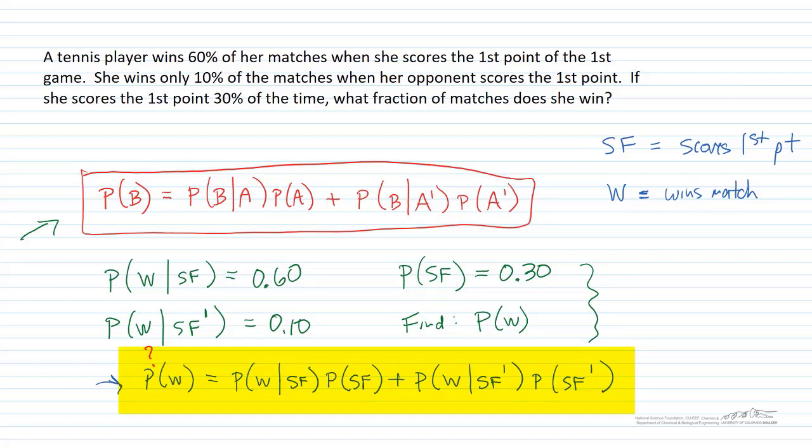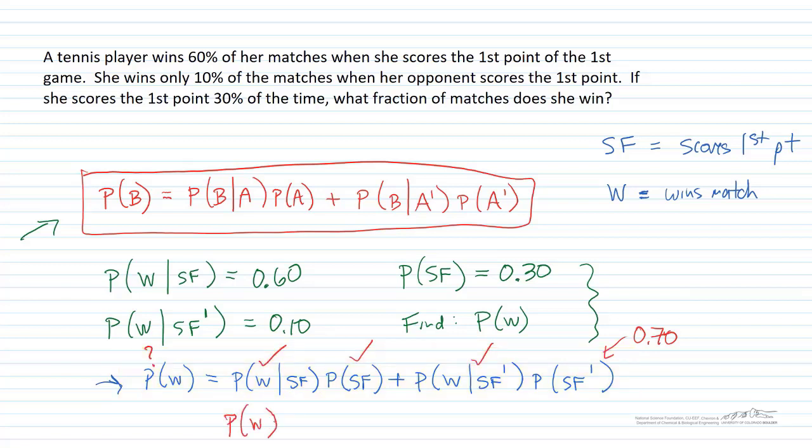Let's put a check mark next to everything we know. We know the probability that she scores first is 30%. The probability that she wins if she doesn't score first we also know. We don't know directly what the probability of SF prime is, but because she either scores first or she doesn't score first, this is just 1 minus the probability that she scores first, and that's 0.70. And so if you plug all these numbers in, you end up with the probability that she wins is equal to 25%. And so that's an example of how we might use the total probability rule to solve an actual problem.